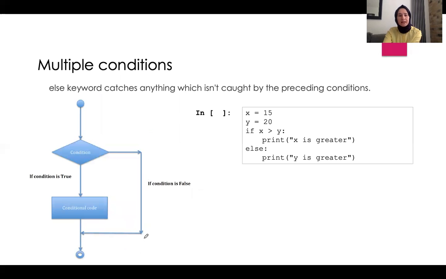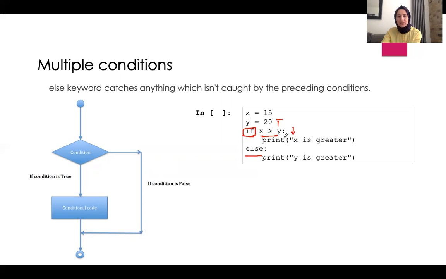And also we have the else keyword that we can use with the if. And the else keyword catches anything which isn't caught by the preceding conditions. So let's look at the else keyword in an example here. As you can see, we have if and else here. We have x and y values, x equals 15, y equals 20. So in here we have a condition: if x is greater than y. If this condition is true, this will be executed here.